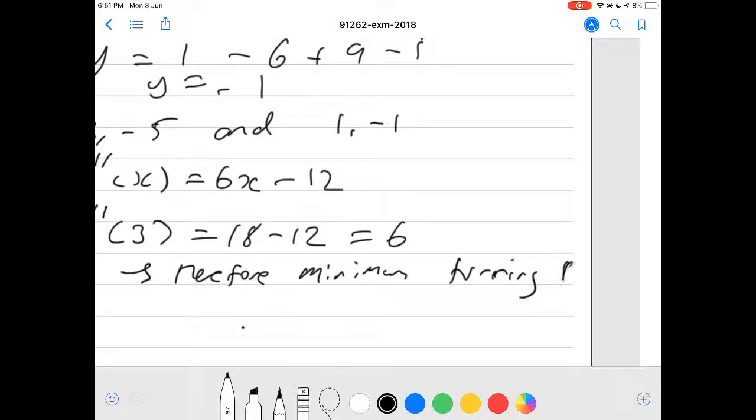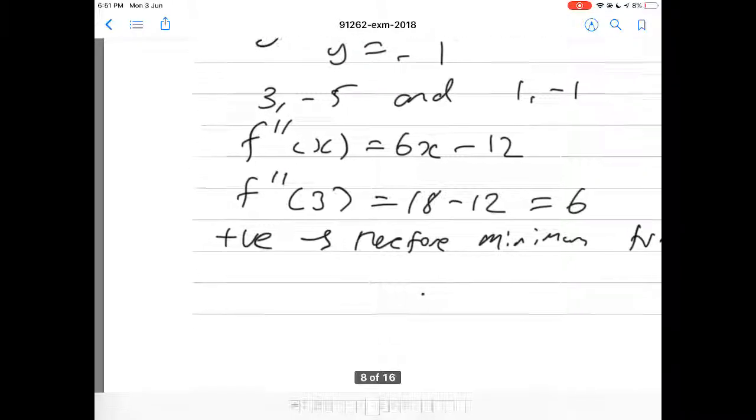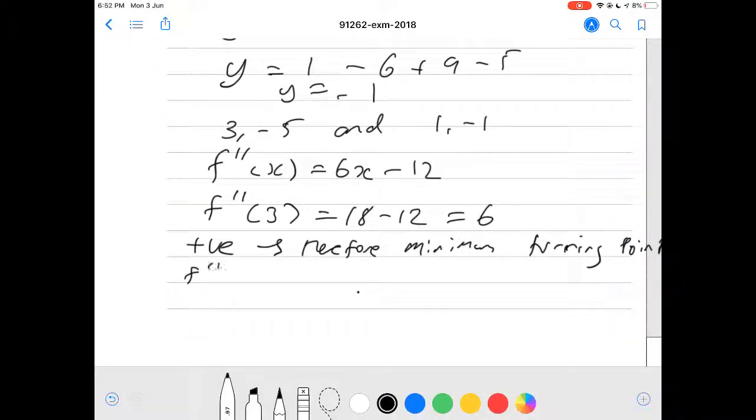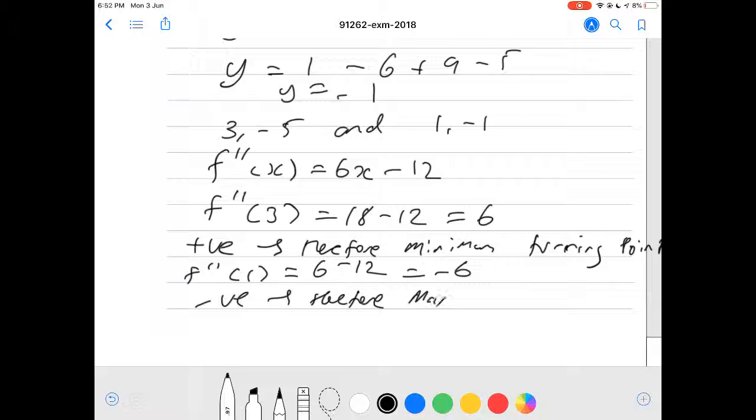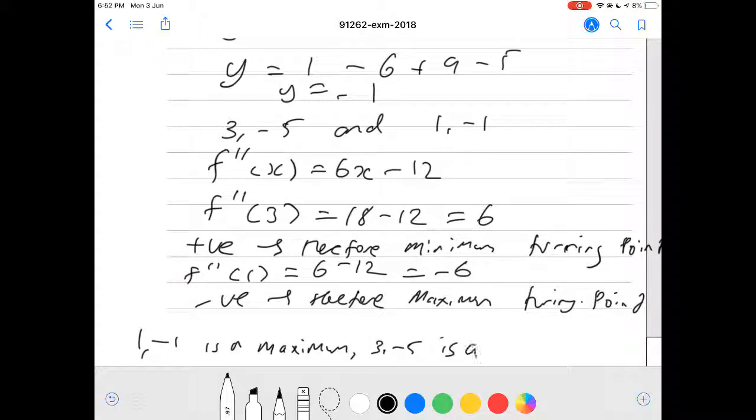And if we substitute x equals 1, then we'll definitely get a negative number. Just to show, 6 minus 12 equals negative 6. Negative, therefore maximum turning point. So that's our way to justify it. Therefore we can say 1, negative 1 is a maximum, and 3, negative 5 is a minimum.